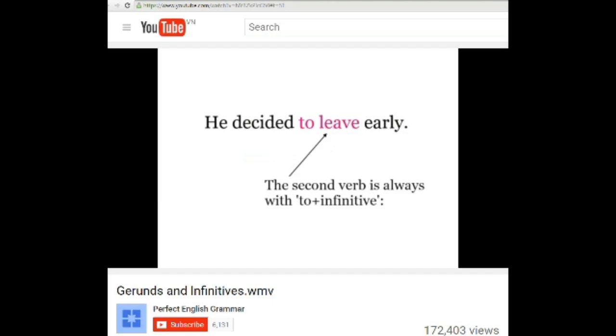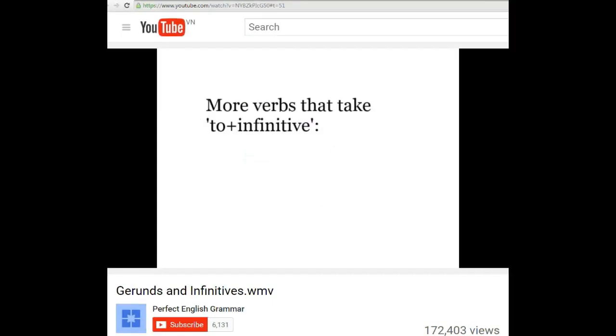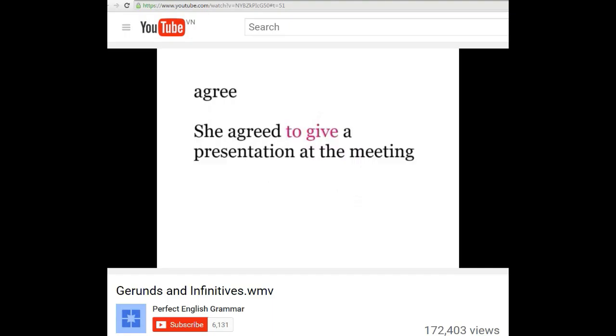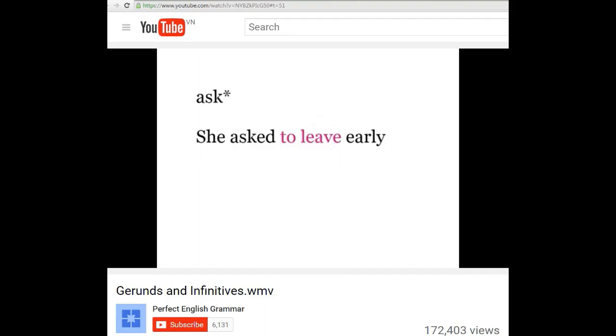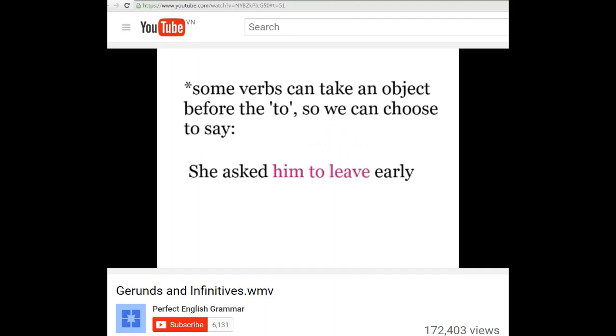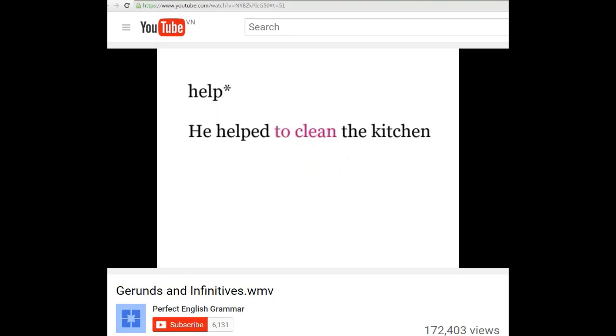Here are some more verbs that take to plus infinitive. Agree. She agreed to give a presentation at the meeting. Ask. She asked to leave early. Some verbs can take an object before the to, so we can choose to say, she asked him to leave early as well. Help. He helped to clean the kitchen.